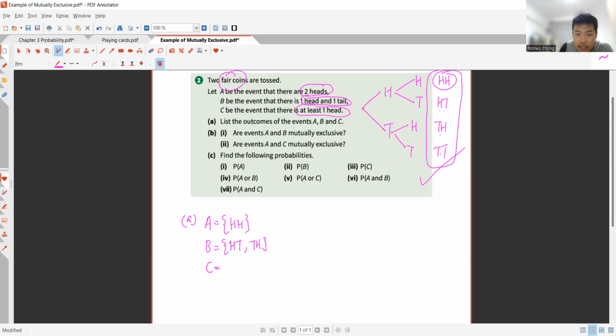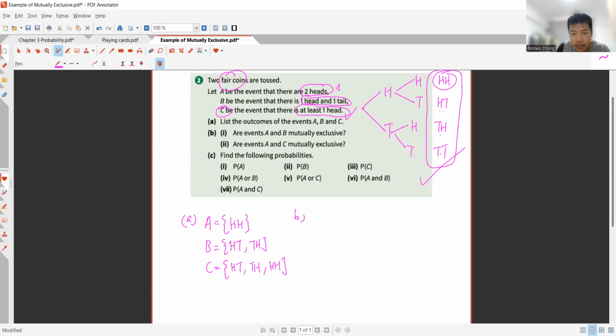And then for C, if you look at the question, it says the event that there is at least one head. At least one head means that it can have one head, one tail, or even two heads. So for this one, you have one head, one tail, meaning HT or TH, and at least, so the two heads are also accepted, so the HH. Okay, so these are the outcomes for the three events.